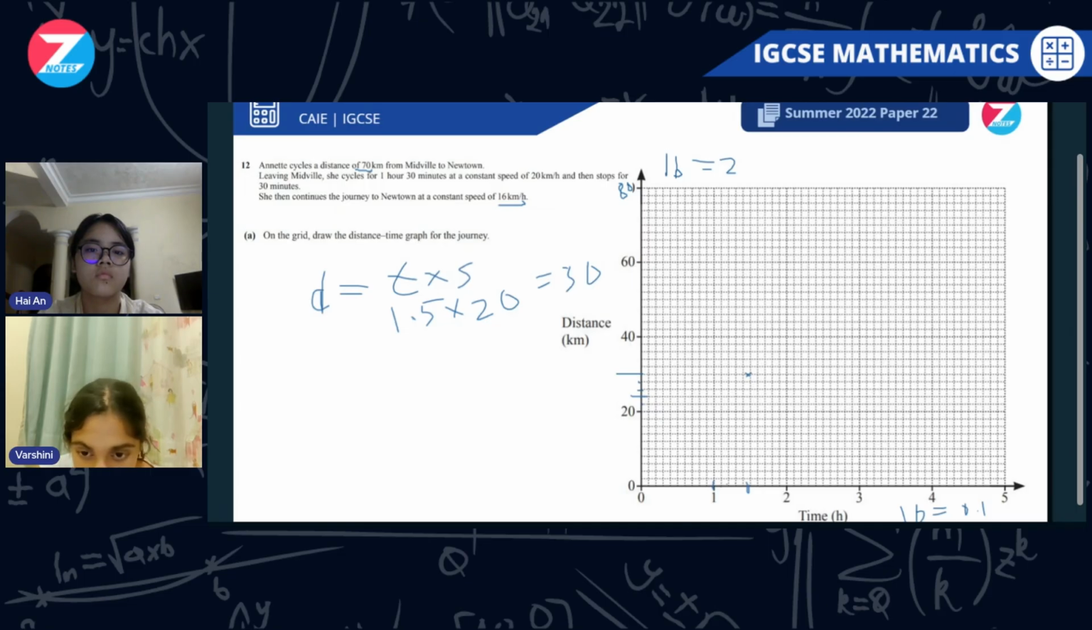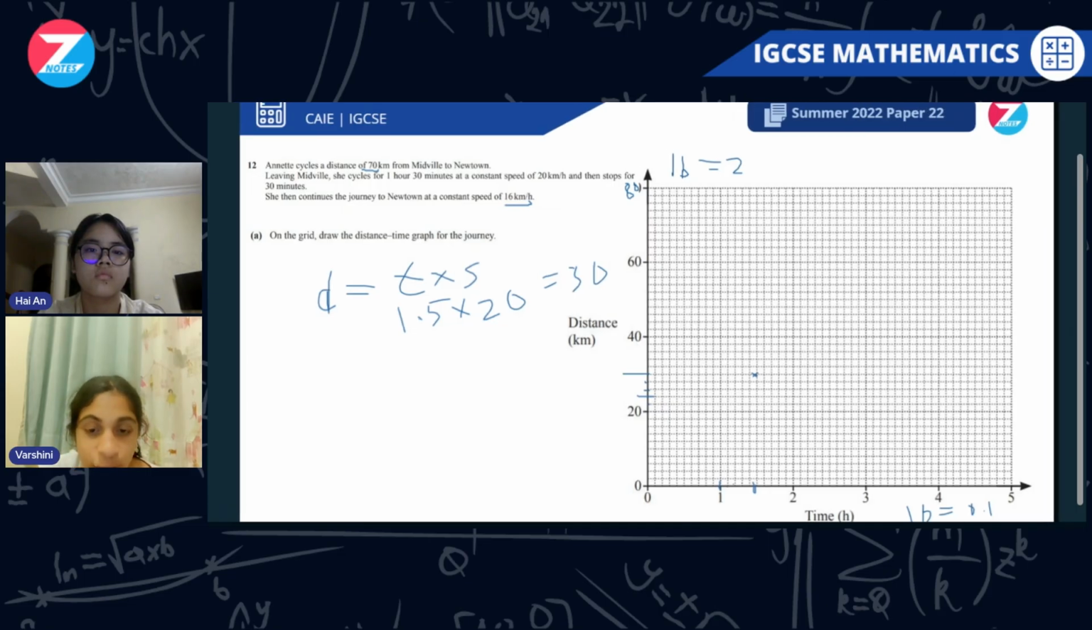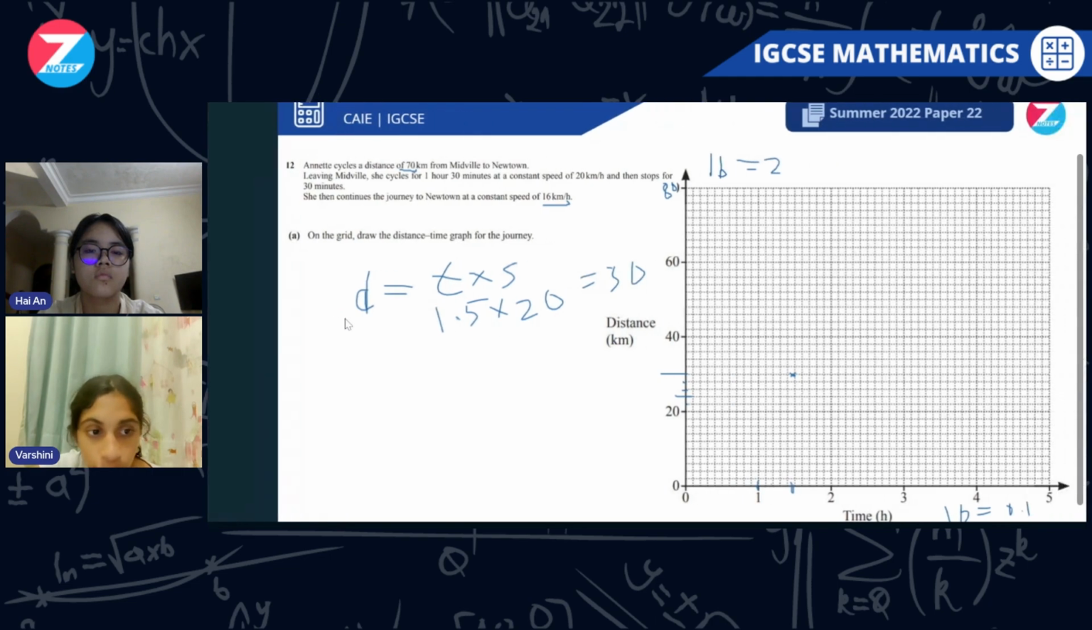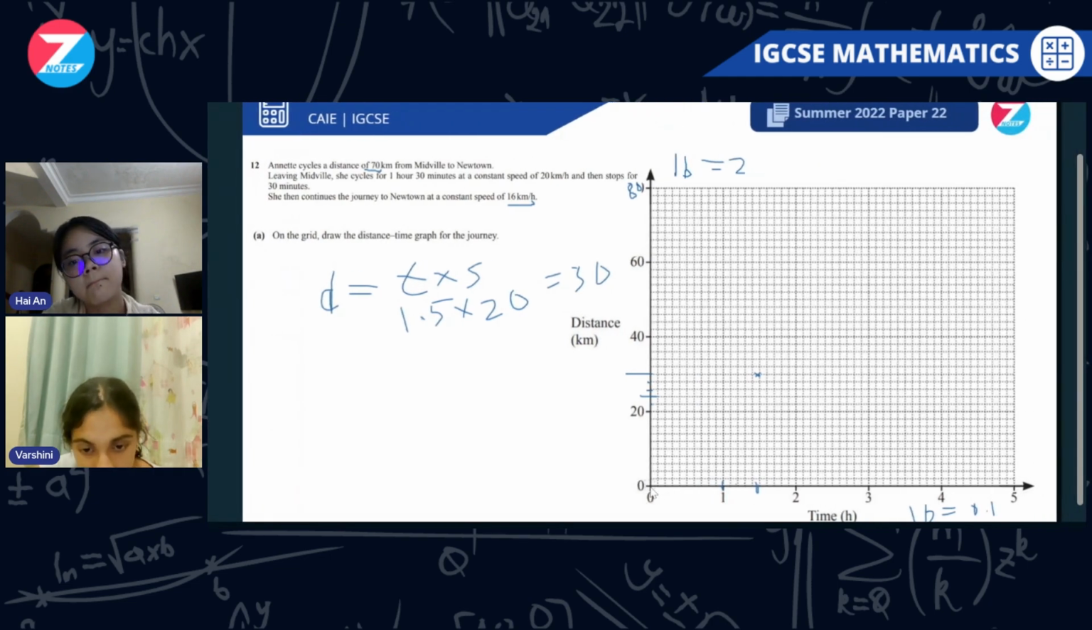So we can make this point. And it's at a constant speed, so we know the graph is going to be a straight line. So we can draw the graph like this. And by 1.5 hours, she's at 30 kilometers.